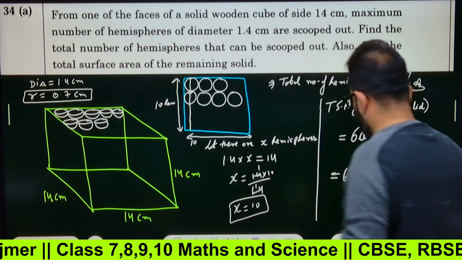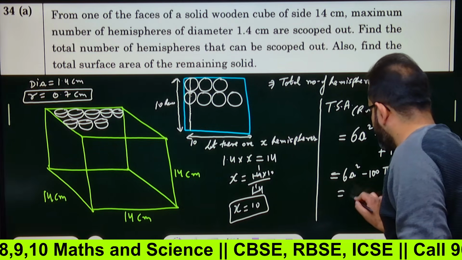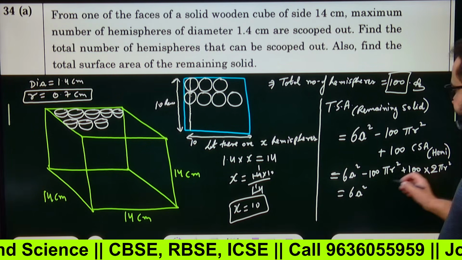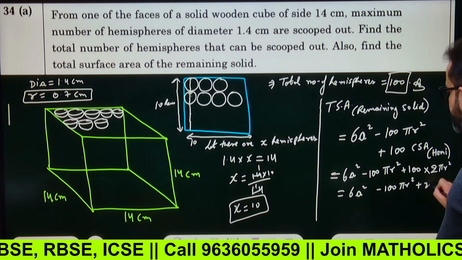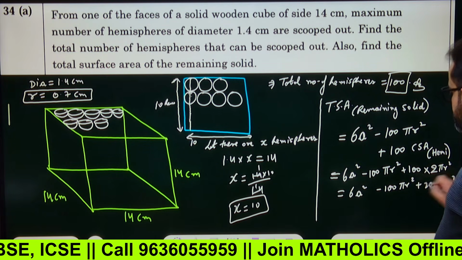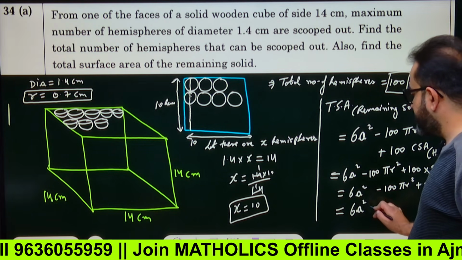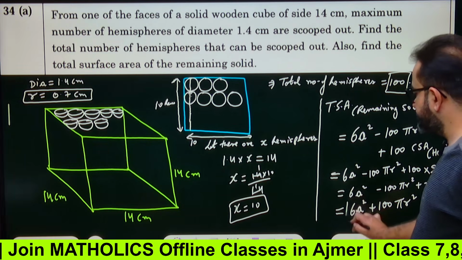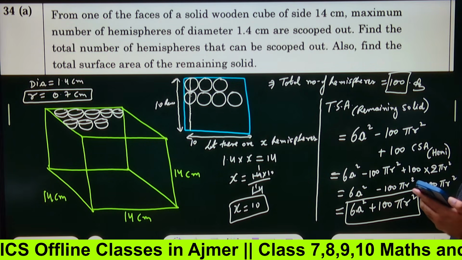So this is 6a square, this is minus 100 pi r square, this is plus 200 pi r square. Minus 100 and plus 200 is plus 100 simply. So 6a square plus 100 pi r square. This is the total answer which we have to calculate. That's it. Nothing else we have to do.